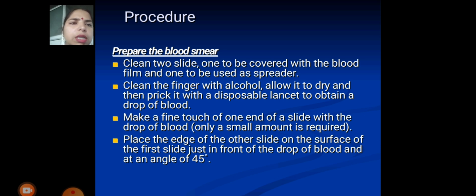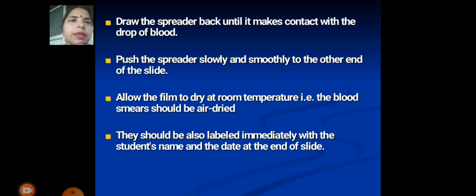Place the edge of the other slide on the surface of the first slide just in front of the drop of blood at an angle of 45 degrees. Draw the spreader back until it makes contact with the drop of blood. Push the spreader slowly and smoothly to the other end of the slide. Allow the film to dry at room temperature; the blood smear should be air dried. It should also be labeled immediately with the student's name and the date at the end of the slide.